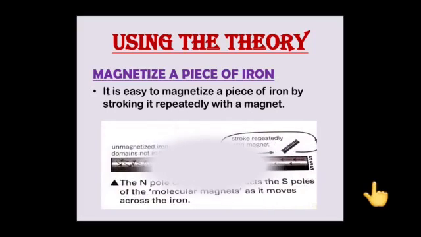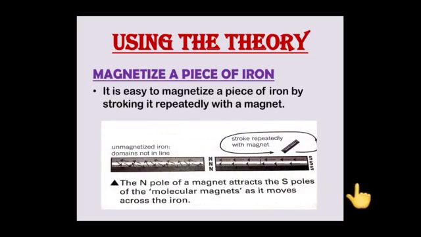In the unmagnetized iron nail, the domains are not in order. When you bring a magnet near the iron nail and stroke it repeatedly, the north pole of the magnet attracts the south pole of the molecular magnets of the nail. Thus, the domains are orderly arranged and the nail is magnetized with proper north pole and south pole so that it can attract things.